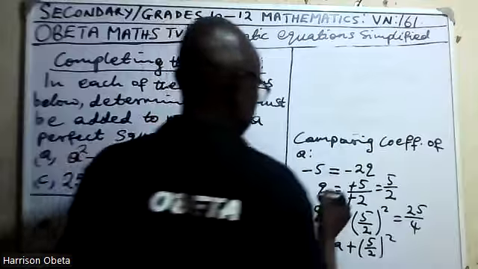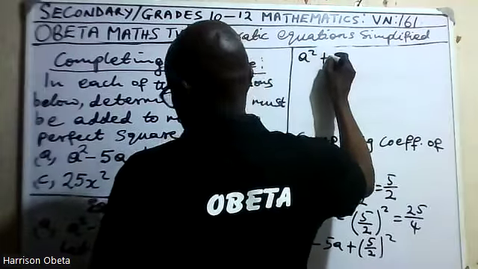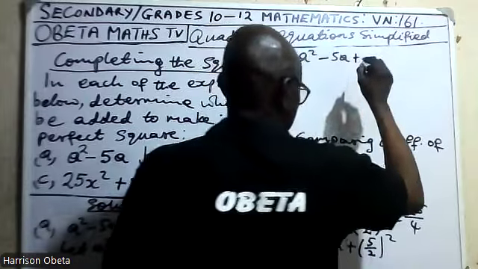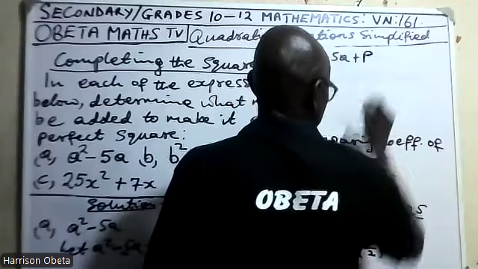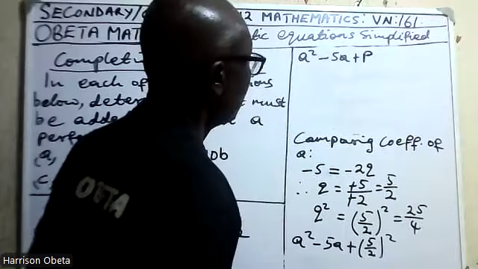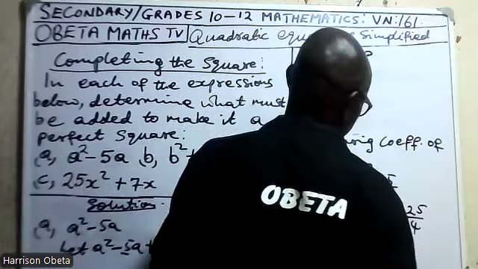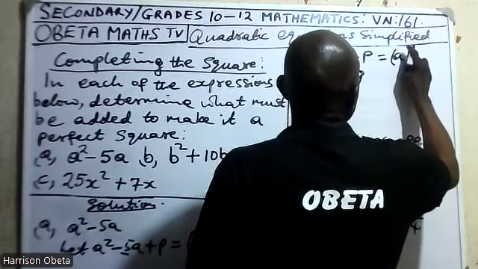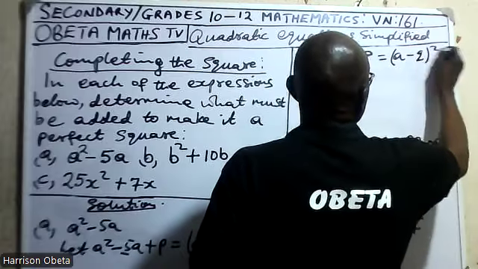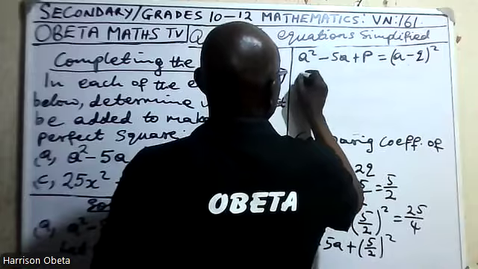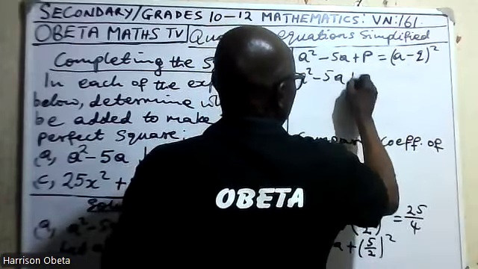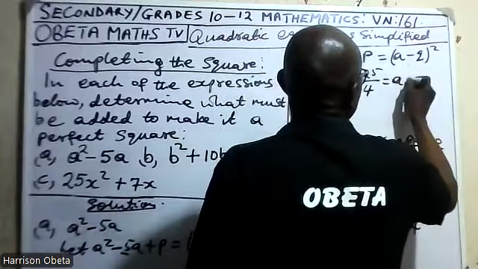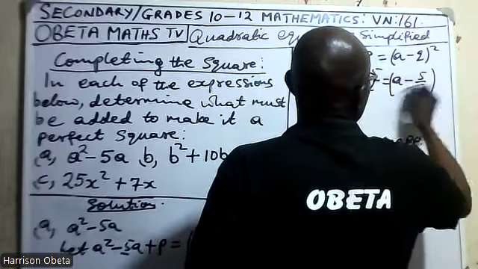And then we say that a squared minus 5a plus p. In other words, we are now saying that the value of p is 25 over 4, equal to a minus q all squared. And that means that a squared minus 5a plus 25 over 4 is equal to a minus 5 over 2 all squared.